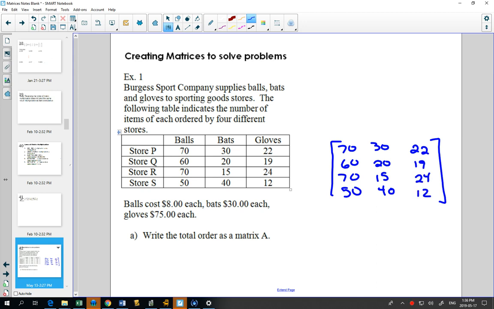And one of the things, especially when you're doing applications for matrices, is you might label this with P, Q, R, S, and we had balls, bats, which I'll add a T there, just so we can see the difference, and gloves. There's the total order, and we're going to call that matrix A.